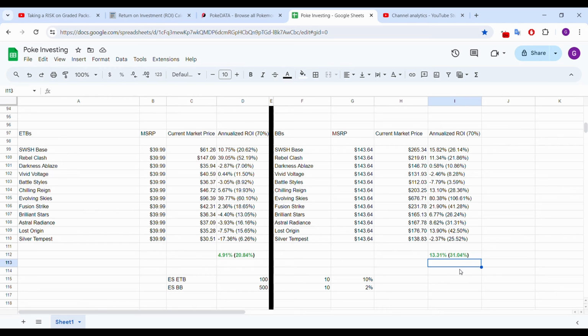And then when you talk about shipping costs in the future, it's going to be much more profitable to sell booster boxes, in my opinion, just based on the math. So that's all I have to say.